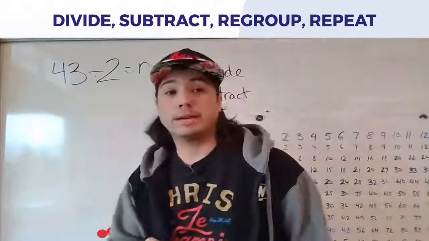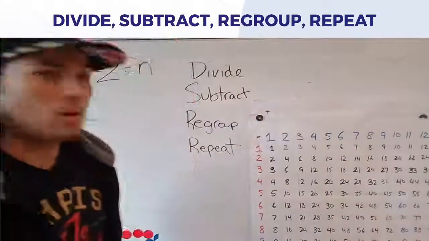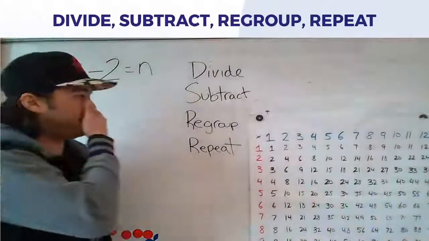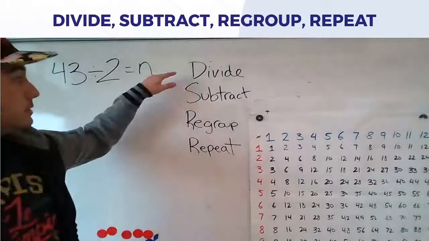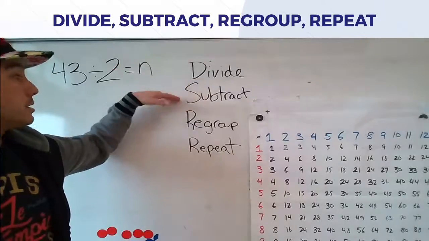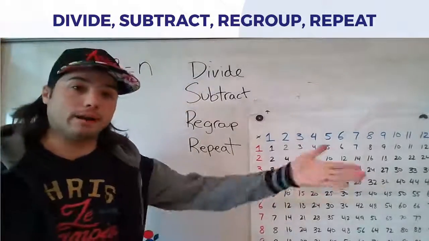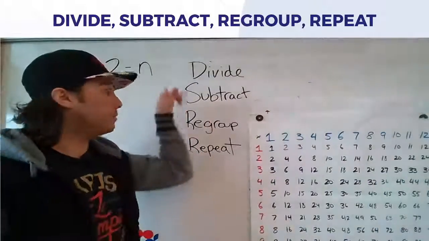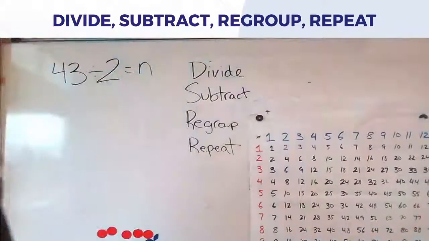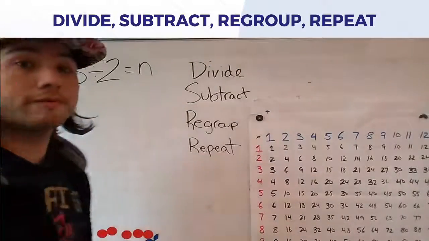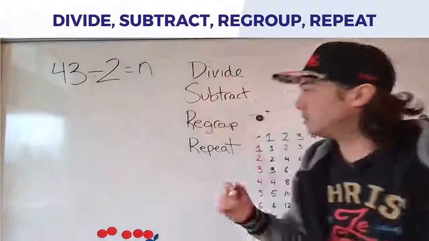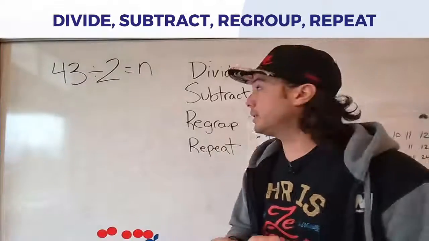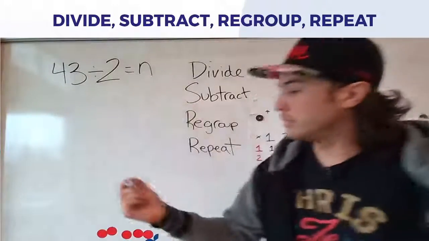Reminder on our standard algorithm, right? Like it says up here, we are going to follow this process: divide, then subtract the amount you divided out, then regroup what you have left, then repeat. Okay? And we're going to start small. We're going to start with 43 divided by 2 equals n. We don't know our quotient yet of n. And let's set it up.